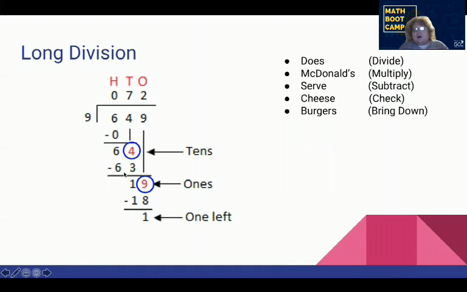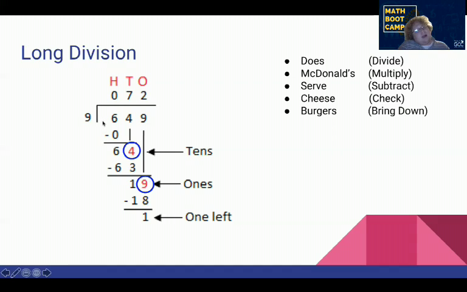This brings us to what we call long division. It is worth knowing that in this example, we're trying to find 649 divided by 9. 649 is called your dividend, and 9 is called your divisor, or the thing that you're dividing by. To do this, we think, does McDonald's serve cheeseburgers? The steps being divide, multiply, subtract, check, and bring down. This will make more sense with an example, so let's do it.